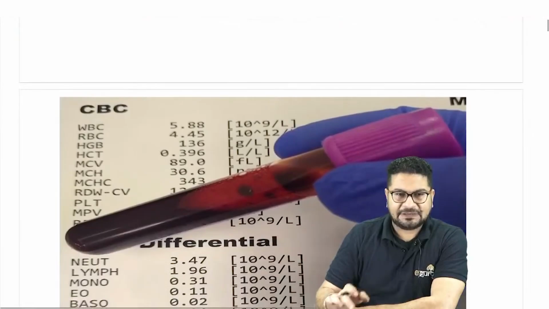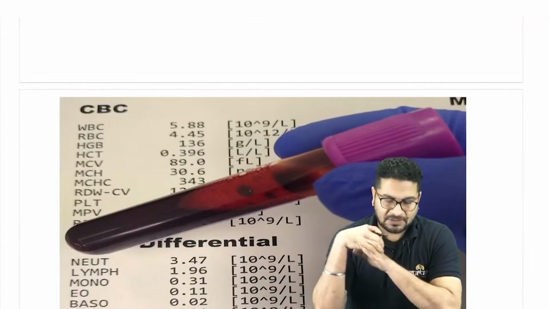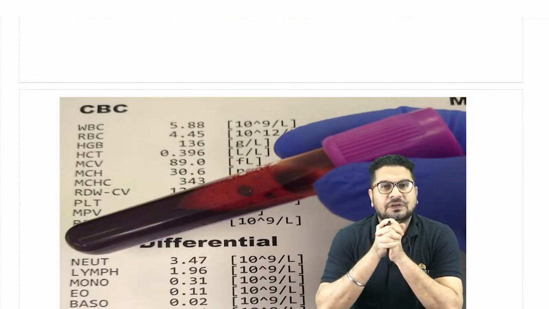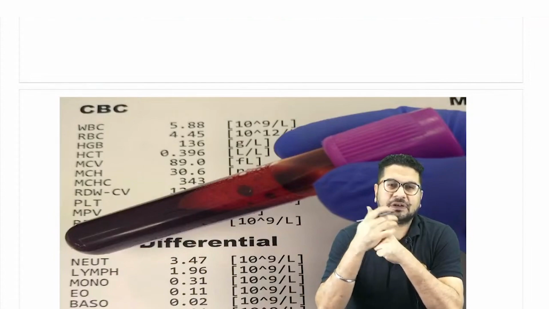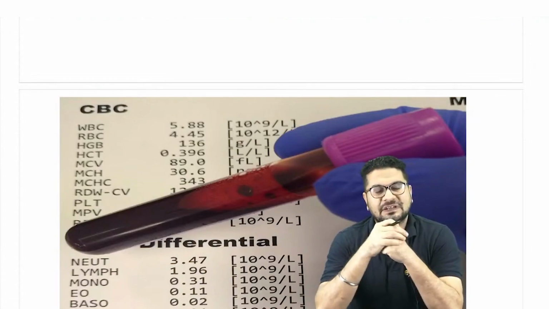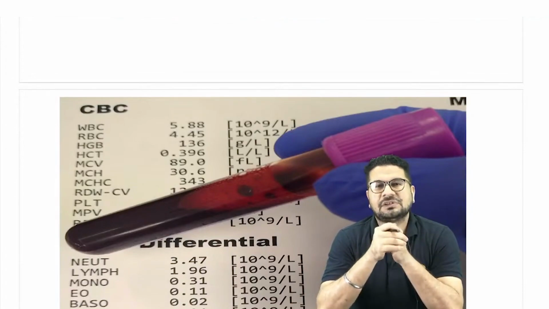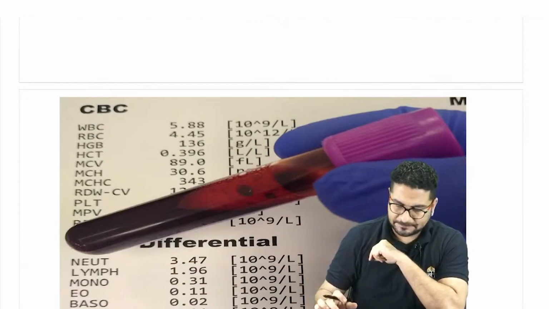If I say, by seeing this report, we call this CBC report. CBC means complete blood count. This is a part of a routine investigation and this gives you a lot of information. So we should interpret a lot of things from the CBC report. Like we can see hemoglobin, we can see RBC count, we can see MCV. So today I'll teach you how to approach a patient by seeing the CBC report.